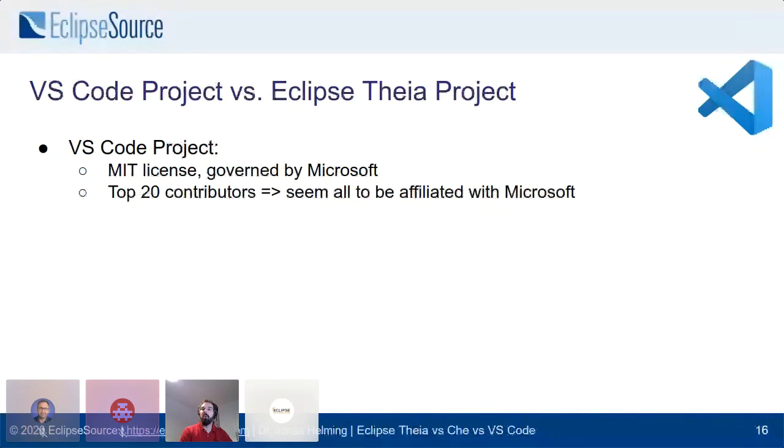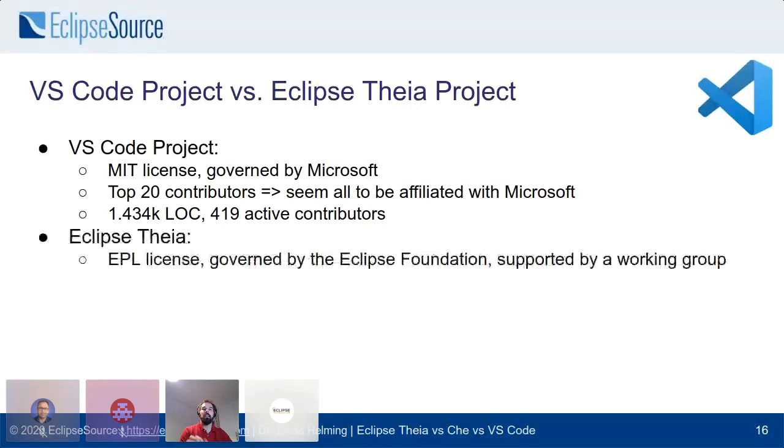That worked well for other projects too. For example, the Eclipse desktop version was driven by IBM for years before other contributors joined. Just want to mention that. We have 1.4 million lines of code and 420 active contributors, which is amazing. Now let's compare that to Theia.